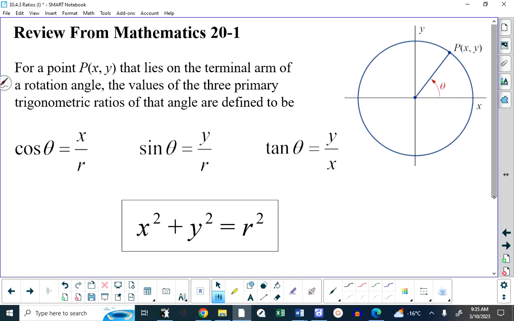And of course, the relationship between x, y, and r is that x squared plus y squared equals r squared. And this is not necessarily the unit circle. This r could be 8, right? It doesn't have to be 1. So r can be any number at all. It can be 1, but it doesn't have to be.